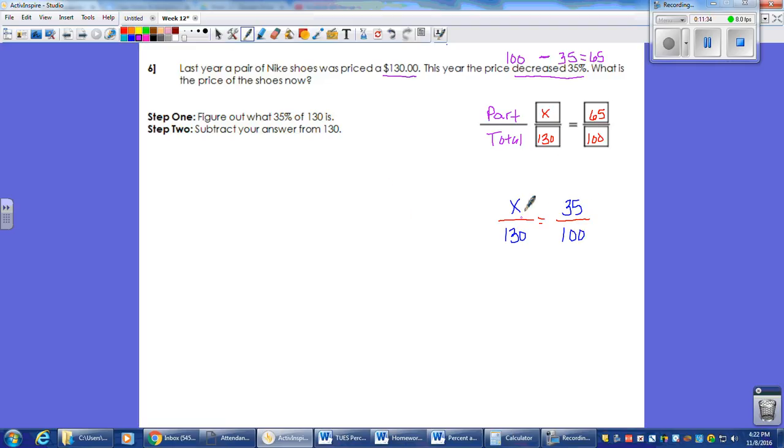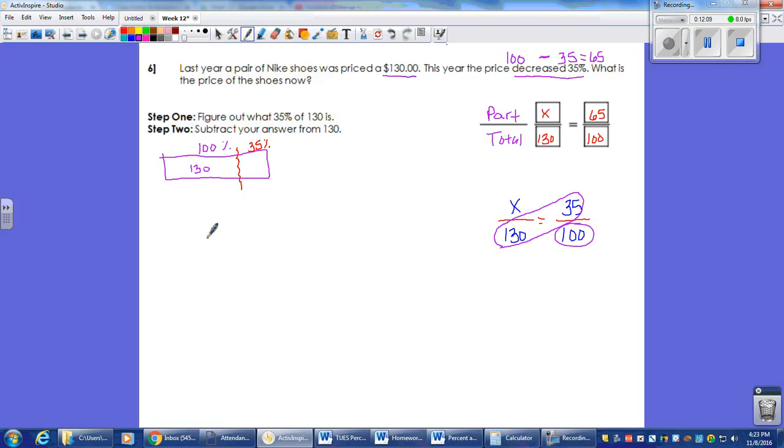And this would be, or I can draw the picture as well. So this entire bar represents 100% of the shoes last year. Now, this entire thing represents $130. We want to cut off 35% of this. So we're only looking for the 65. So we have to figure out what is the part of that. So we would do 130 times 35 divided by 100.